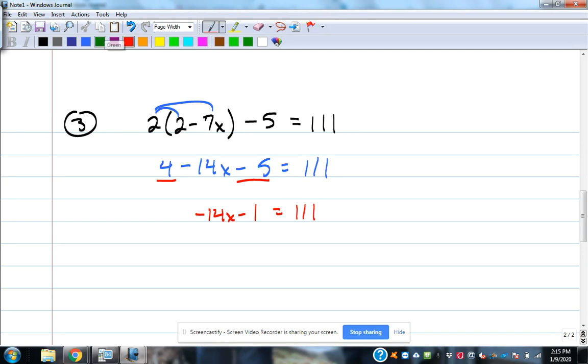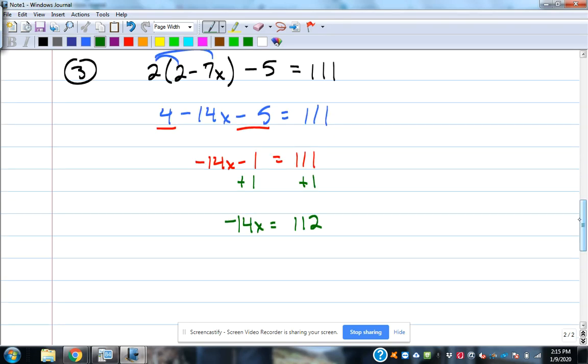And then like terms, I add the 1. So that works out nice. And then that'd be 112. And the last step is divide by that negative 14. Negative 8. Good job.